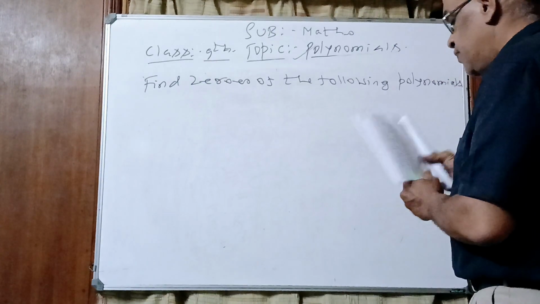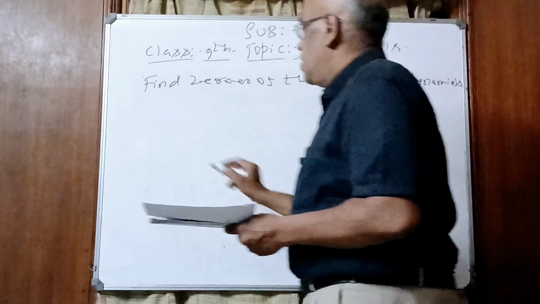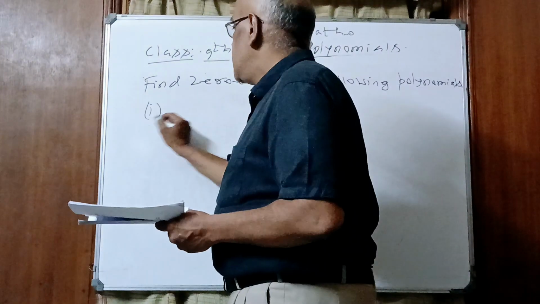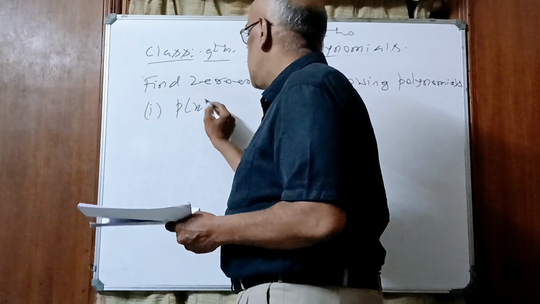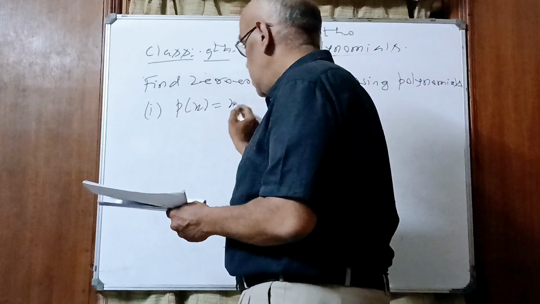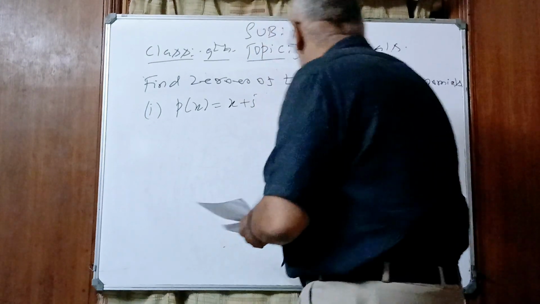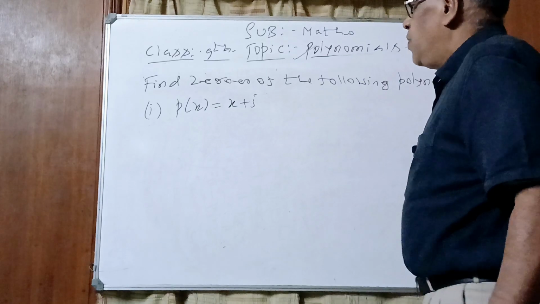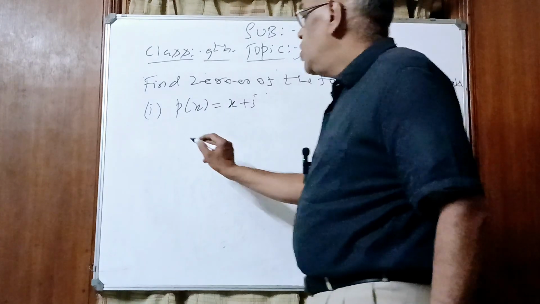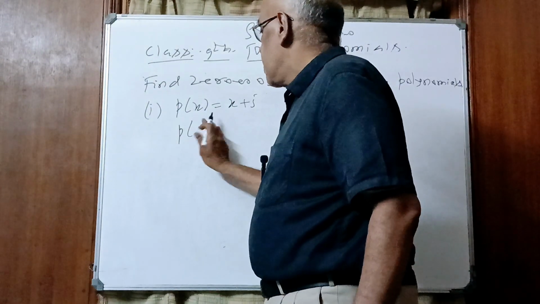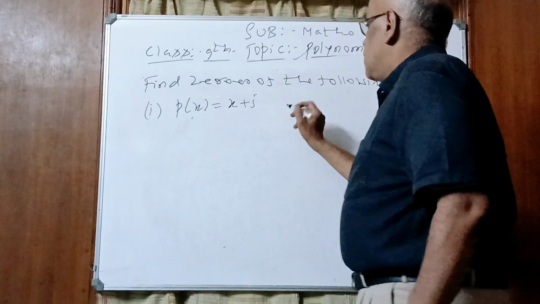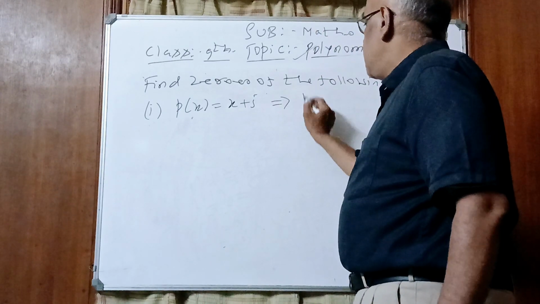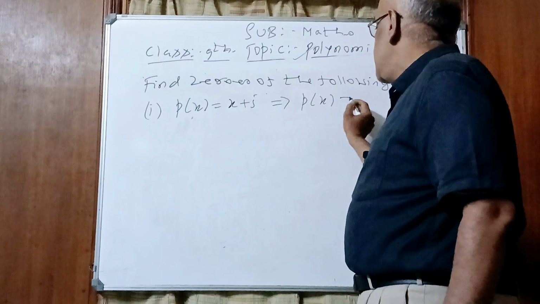Find the zeros of the following polynomials. First one, children, what is the first one? P of x is equal to x plus 5. What is he asking us to do? Find the zeros of the polynomial. Now what do you have to do? Equate this to 0. What does it imply? It implies that P of x should be 0.